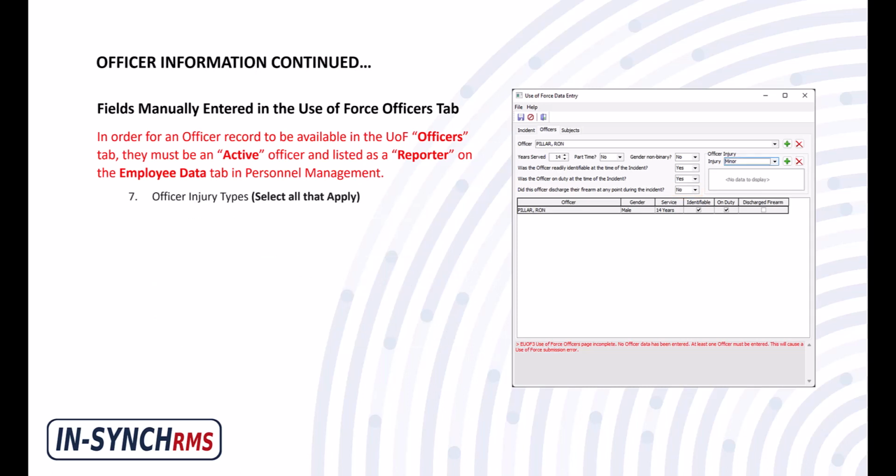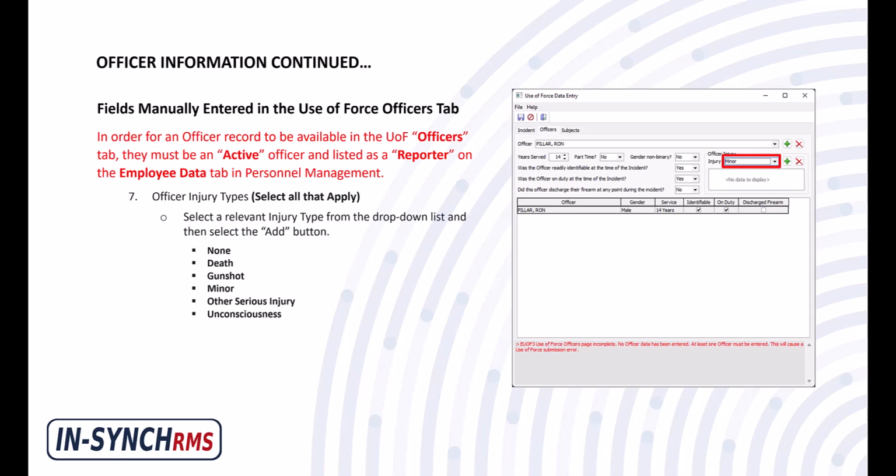Question 7. Officer injury types, and it's important to select all that apply. Select the relevant injury type from the drop-down list, and then select the Add button. Valid responses are none, death, gunshot, minor, other serious injury, or unconsciousness. Repeat these steps for each relevant injury type.